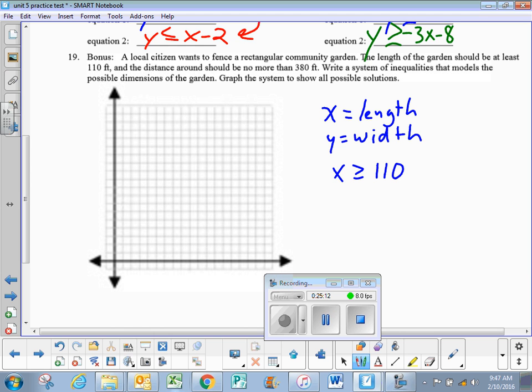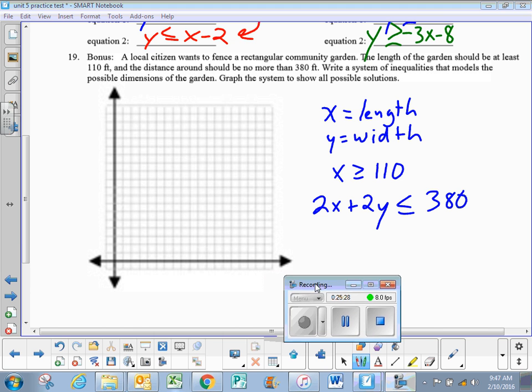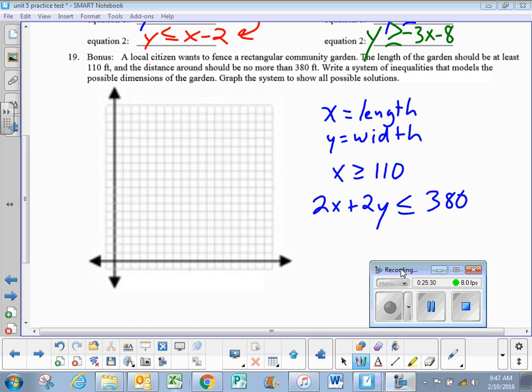And then, what do I know about the perimeter? Well, I know the perimeter of a rectangle is always 2x plus 2y. And it can be no more than, so it has to be less than or equal to 380. So then, if I look at my x and y intercepts, the x has to go up to 110, and this is 19 spaces. If each one is 10, this would be 20, 40, 60, 80, 100, 120, 140, and so on.